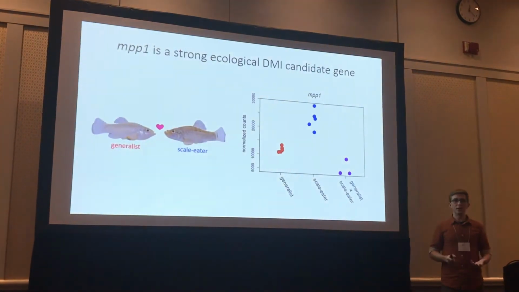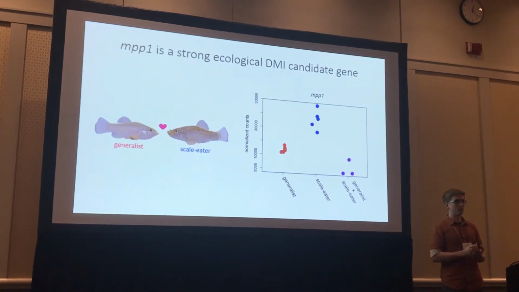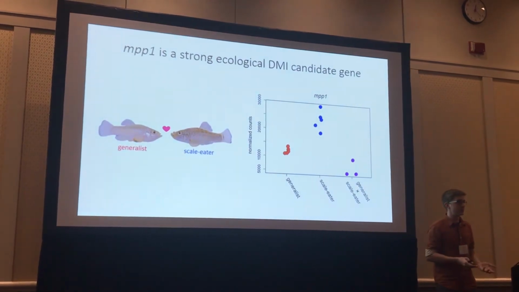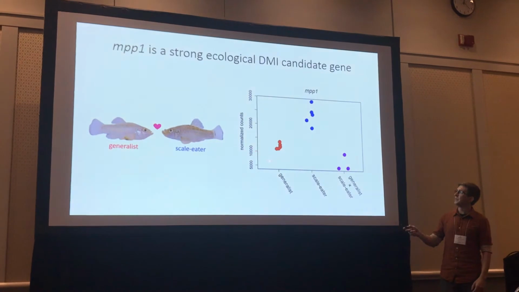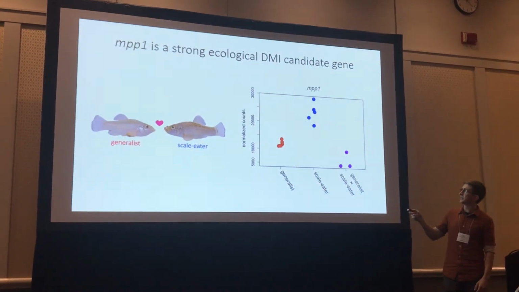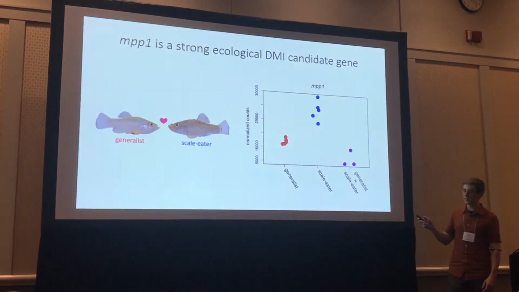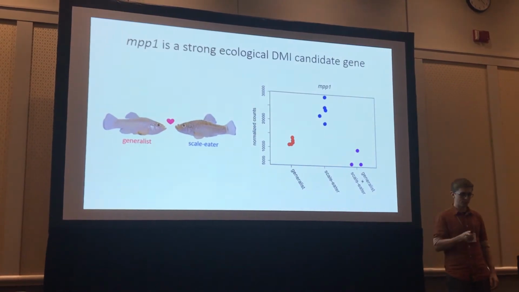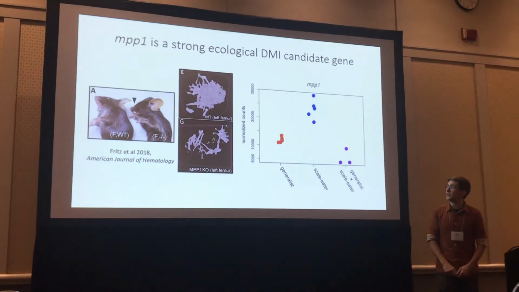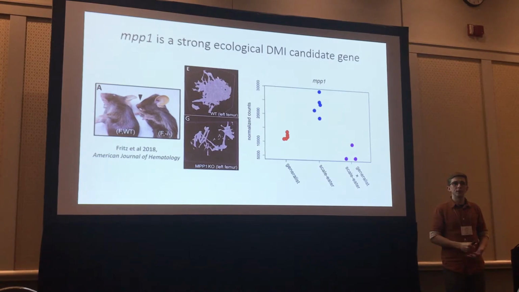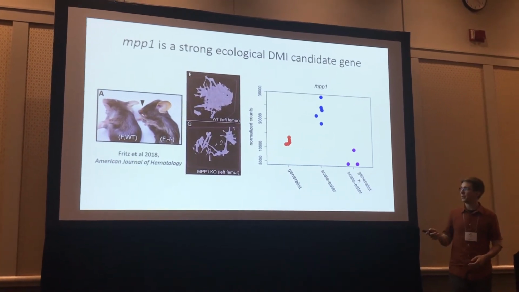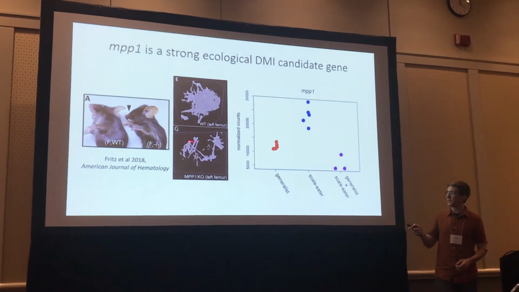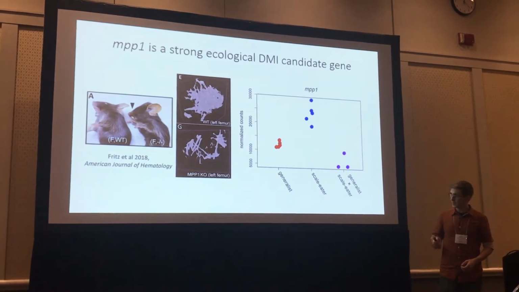But we can also go beyond gene ontology enrichment to find convincing evidence that some of these genes are influencing specialist traits. So for example, MPP1 is differentially expressed between generalists and scale eaters and shows misregulation in their F1s, showing lower expression. Mutations in this gene are known to cause craniofacial deformities in mice and humans, and knockouts in mice are shown to cause decreased bone density.